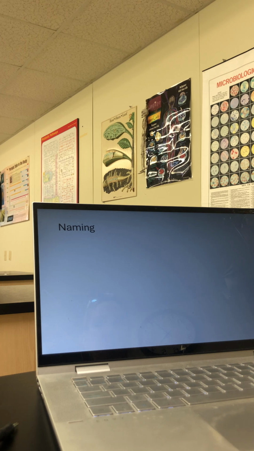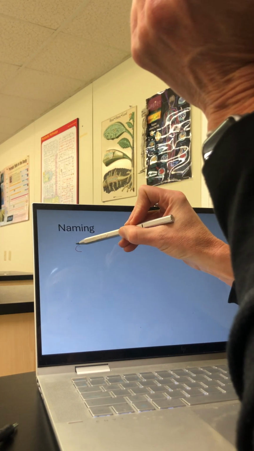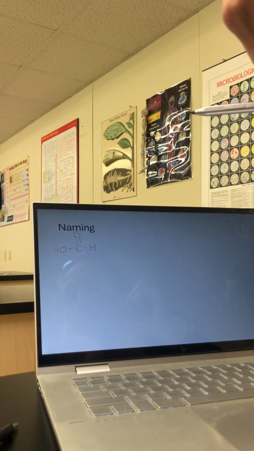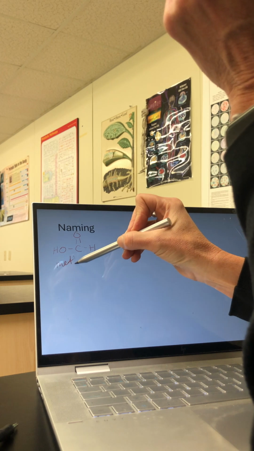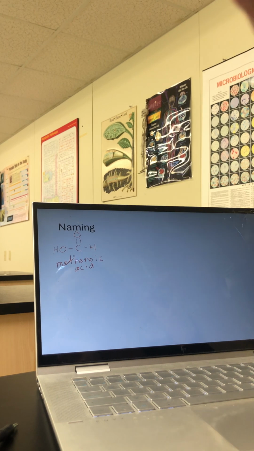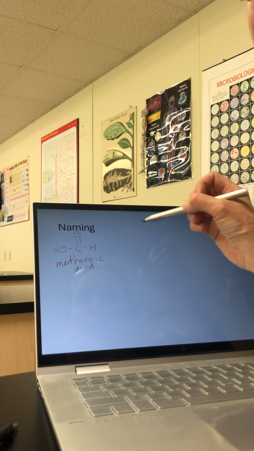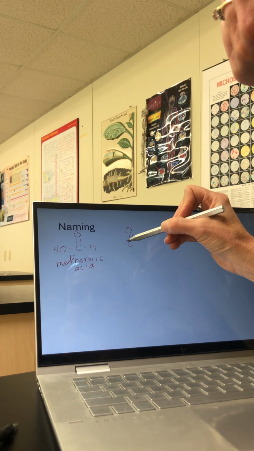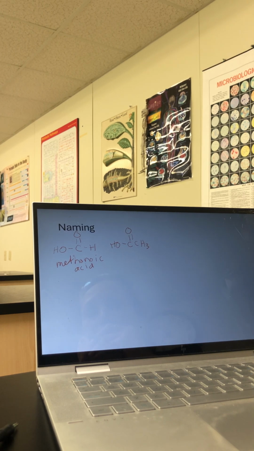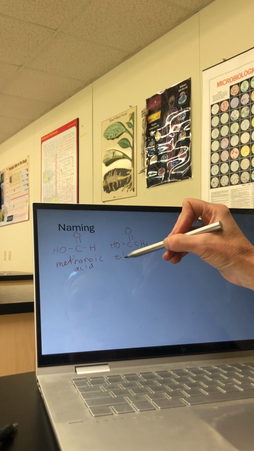Okay, naming them. Like I said before, they're very similar in terms of naming as we did the aldehydes. So this would be the simplest one. This is called methanoic acid. And interestingly enough, this is what's found in ant bites, this particular chemical. Similarly, another one that's pretty simple would be this one. This one would be considered ethanoic acid.